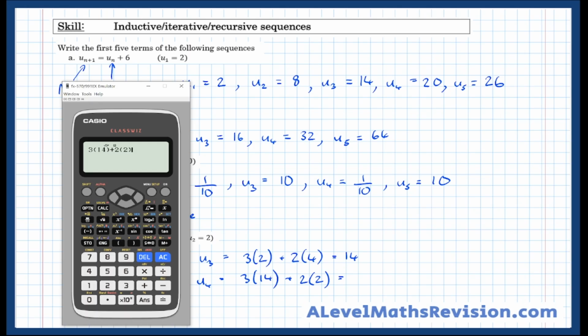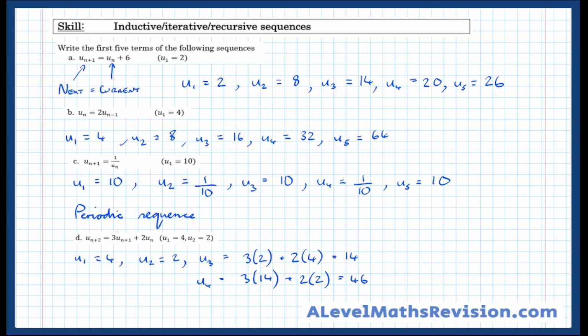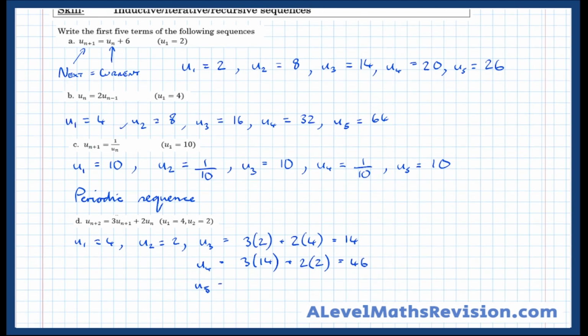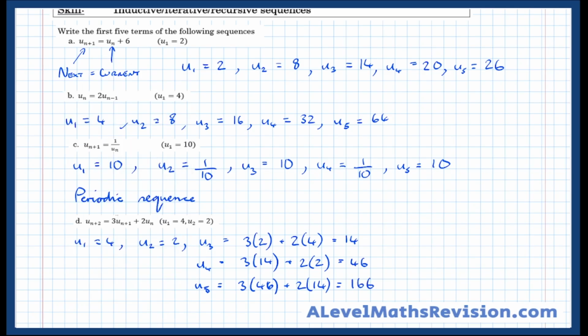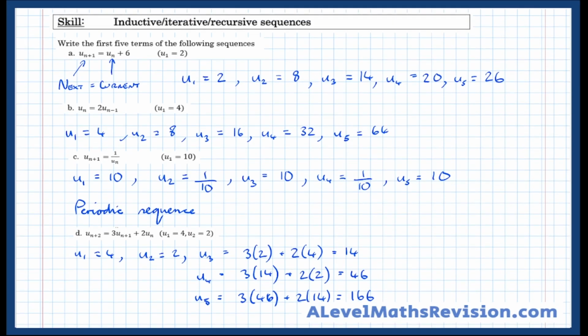so 3 times 14 plus 2 times 2, which is 46, and the fifth term is 3 times the previous term, so 3 lots of 46, plus 2 times the term before that, so plus 2 times 14, so 3 times 46 plus 2 times 14, which is equal to 166. So there we have it, inductive sequences. So have a go now at the questions associated with this video.